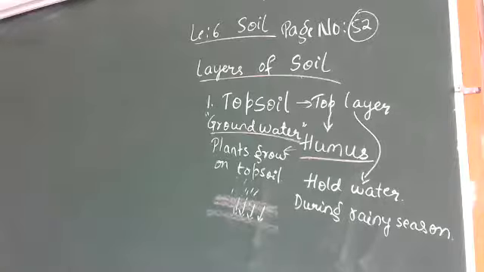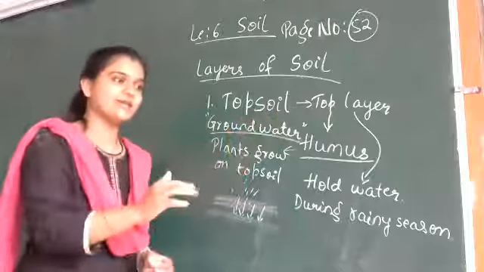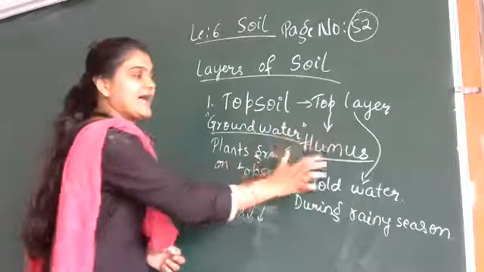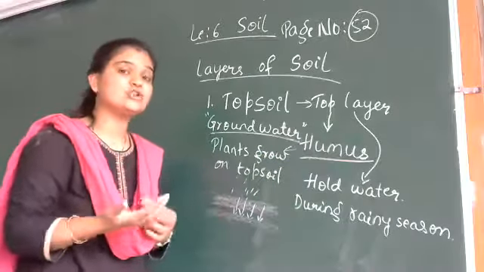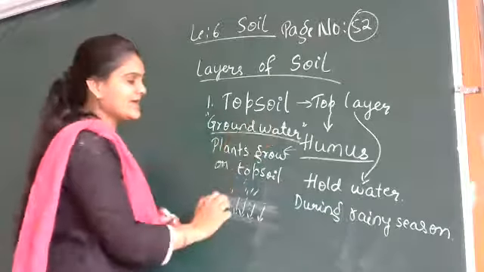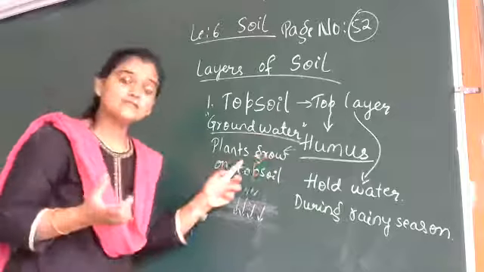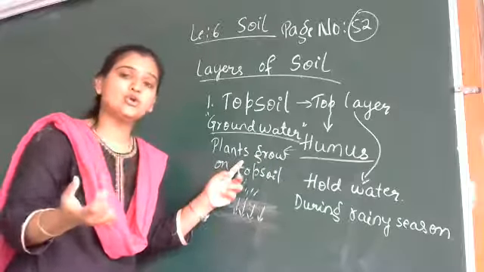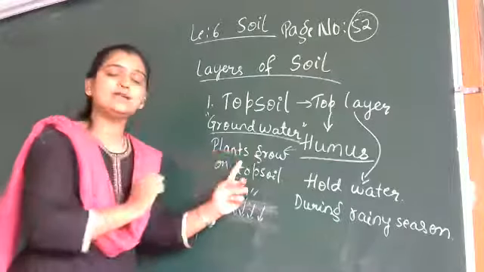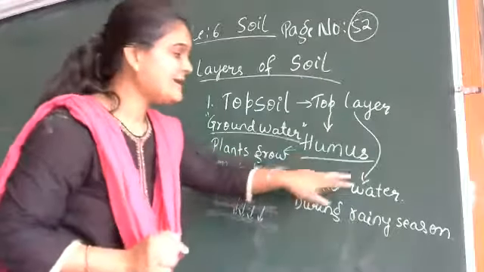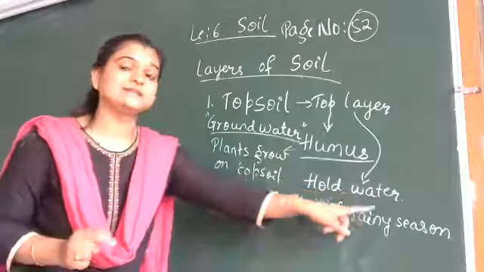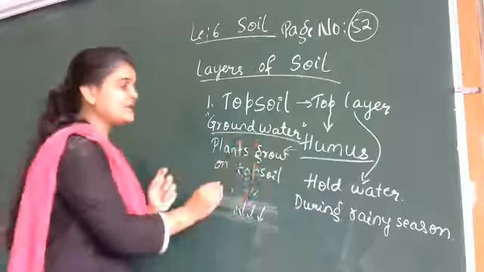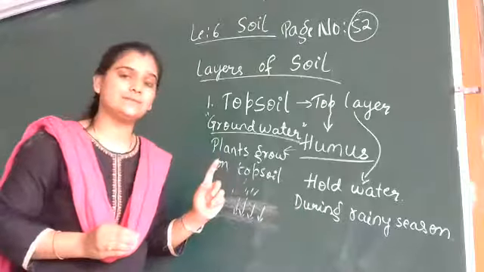So what is the function of topsoil, children? Tell me in detail. Topsoil is the top layer of the soil, and it contains a lot of humus. Next, where topsoil is there, we find plants growing in it. So the plants will grow on topsoil. Next, the top layer not only allows the plants to grow, but it also holds water during the rainy season, and it allows the groundwater table to increase.